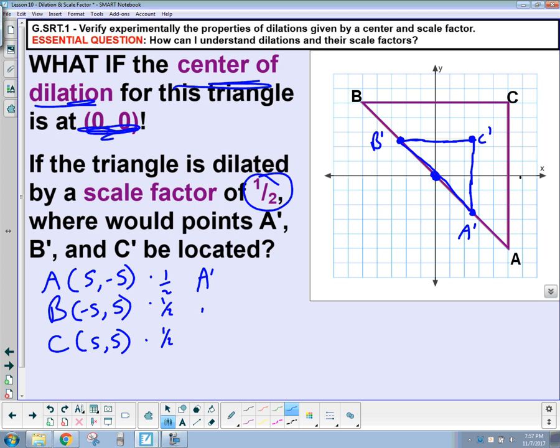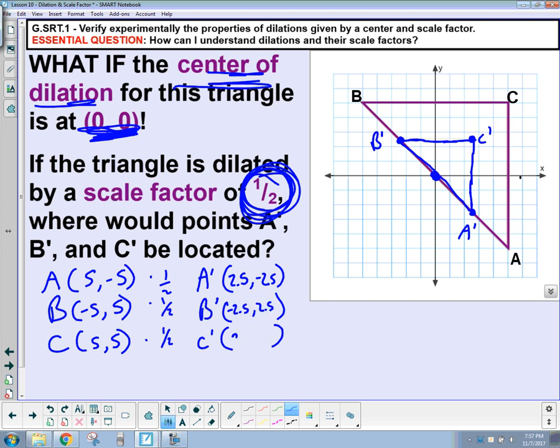What I'm trying to tell you is there's a number of ways to figure out these new points. But when it comes to the center of dilation being at the origin, all you do is multiply by the scale factor. So 5 times 1/2 is 2.5. Times the negative, that'd be negative 2.5. And I think you already got the drift here. All of these are going to be cut down by half. And if you go back and look, C is indeed 1, 2, half, up 1, 2, half.